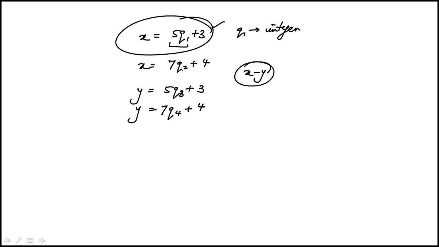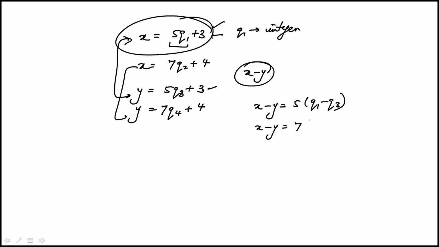So you'll see that if you subtract those two, because in both cases they're a multiple of 5, remainder 3, you get x minus y is 5 times q1 minus q3. And then if we do that here, you get x minus y is 7 times q2 minus q4. The key thing is the difference is a multiple of 5 here. And that second piece tells you it's a multiple of 7. This is some integer, q1 minus q3, q2 minus q4.